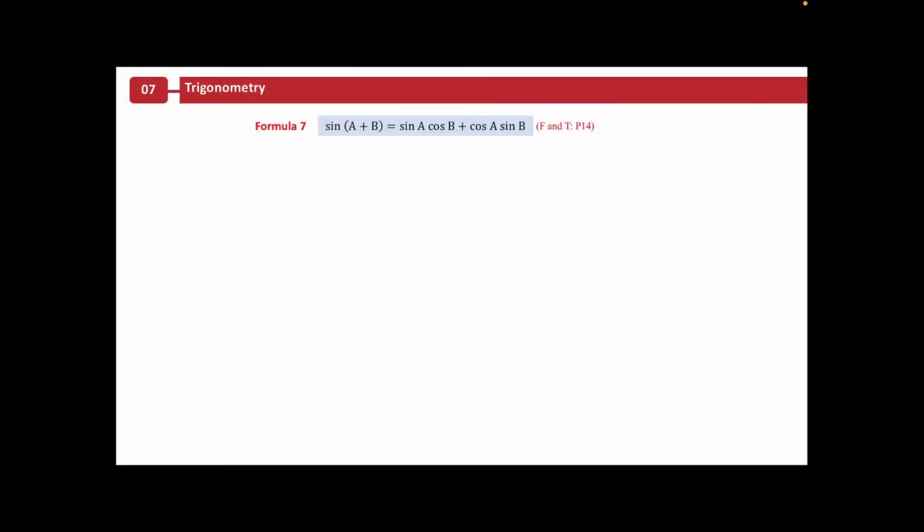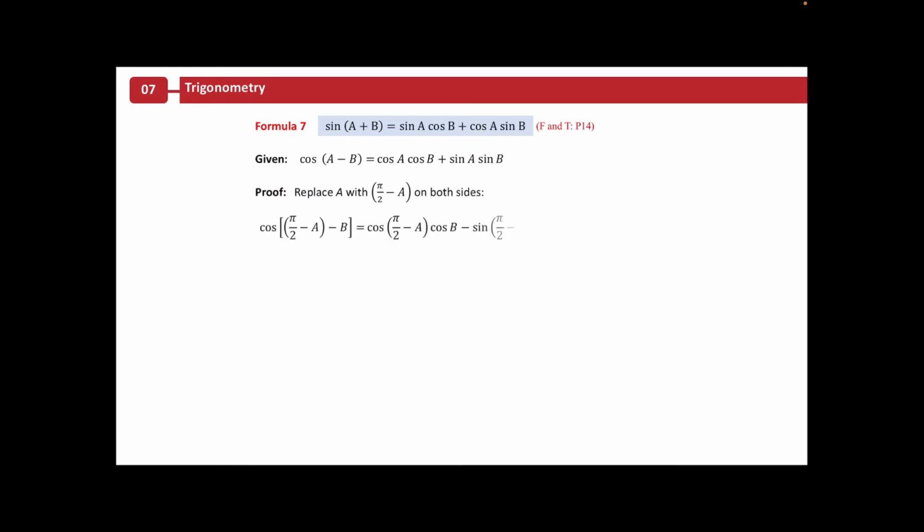Formula 7. Sin A plus B equals sin A cos B plus cos A sin B. We're given cos of A minus B equals cos A cos B plus sin A sin B. Here we replace A with pi over 2 minus A on both sides, which gives the following. Cos of pi over 2 minus A minus B equals cos pi over 2 minus A cos B plus sin pi over 2 minus A sin B.